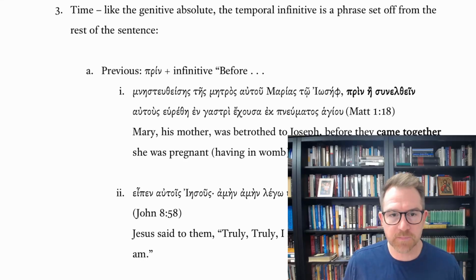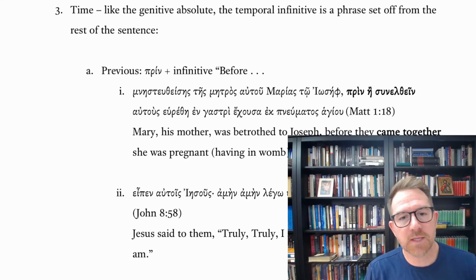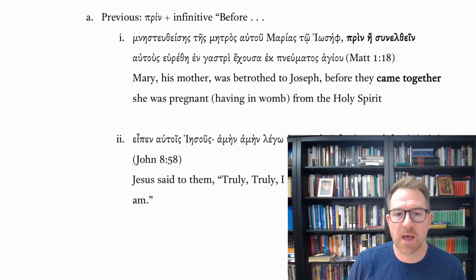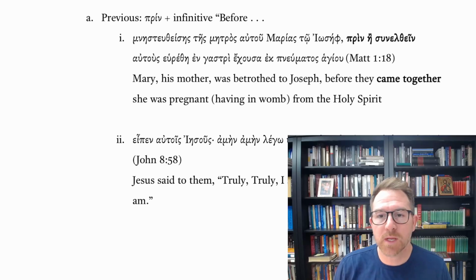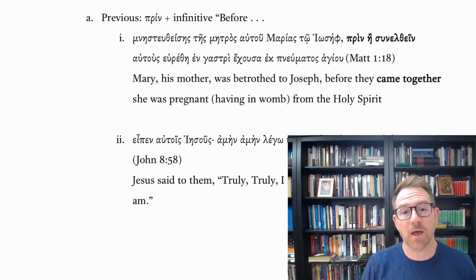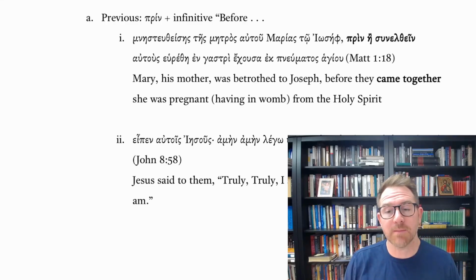The infinitive of time. Like the genitive absolute, the temporal infinitive is a phrase set off from the rest of a sentence. So prin plus the infinitive is going to be before. So in Matthew 1:18, when it talks about how Mary his mother was betrothed to Joseph, prin e sunelthein autous, before they came together, she was found literally having in the womb, which is a way of saying pregnant, ek pneumatos hagiou, from the Holy Spirit. So this is prior to their coming together, but prior to their marriage, she's found to be pregnant.